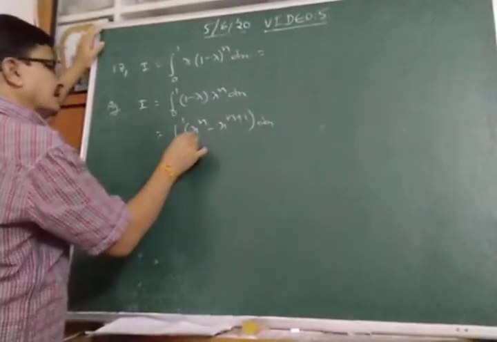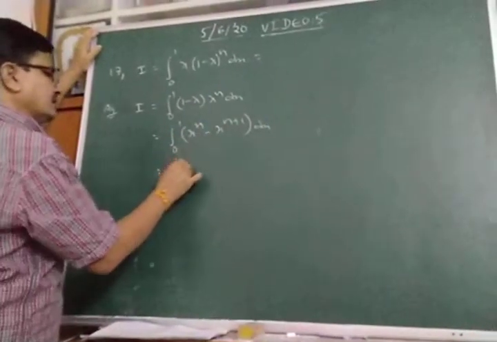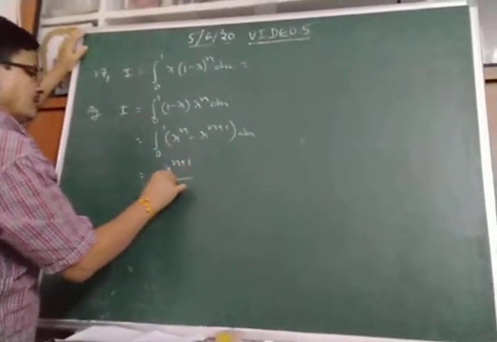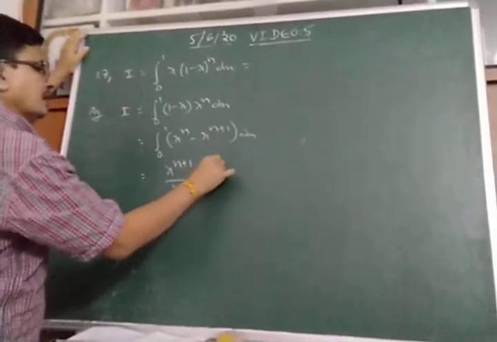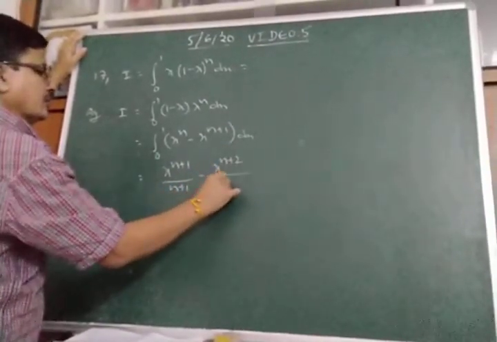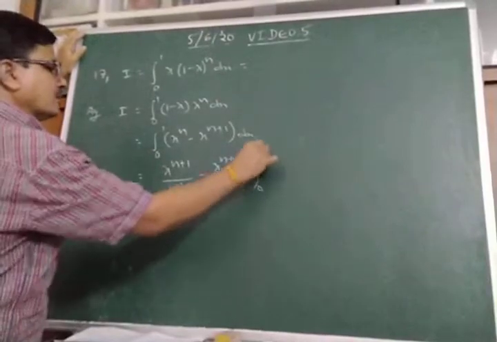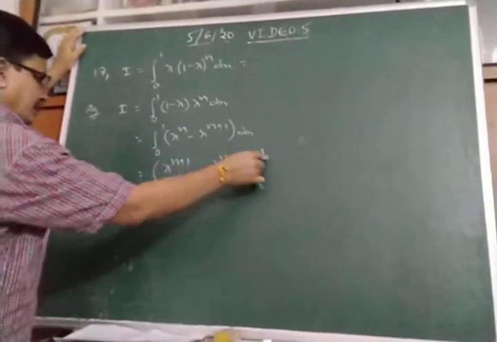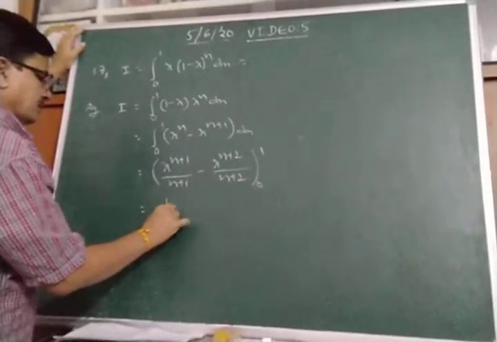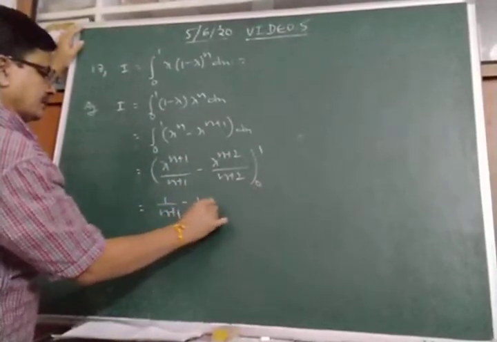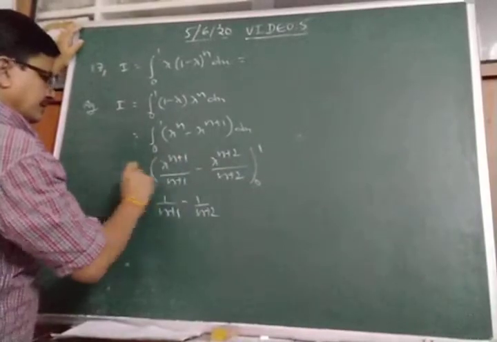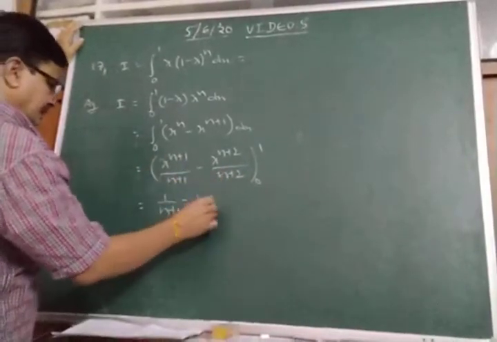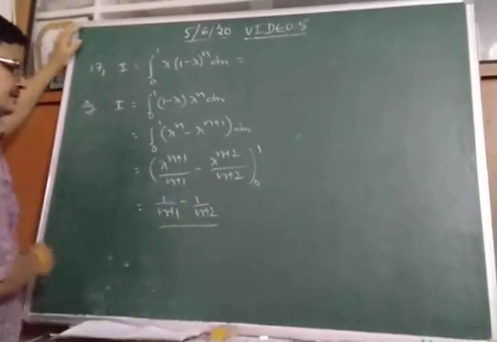Now applying integral of x power n is x to the power of n plus 1 by n plus 1 minus x to the power of n plus 2 by n plus 2, from 0 to 1. Now applying the upper limit, that is 1 by n plus 1 minus 1 by n plus 2, and applying lower limit, that is 0. So this is the answer.